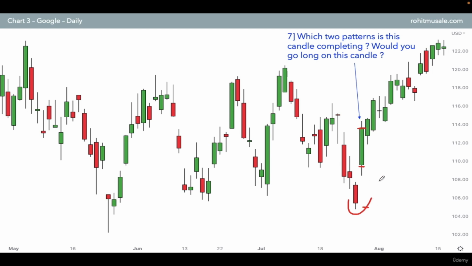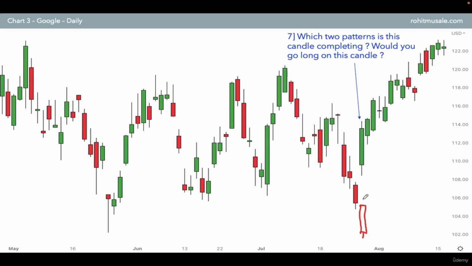It is also called a bull counterattack. I think for a bull counterattack, the opening should be at the close of the... I made a mistake. It's not a bull counterattack. It's a bull separating line. Okay? Bull counterattack is something different. Bull counterattack is when the green candle is like this. So the green candle closes exactly at the close of this red candle.